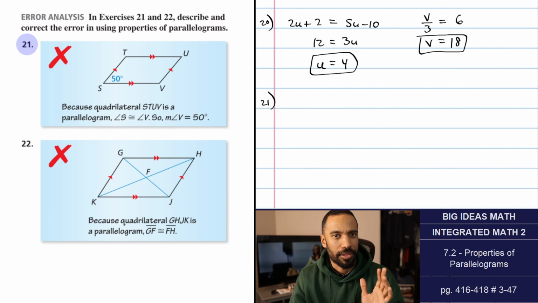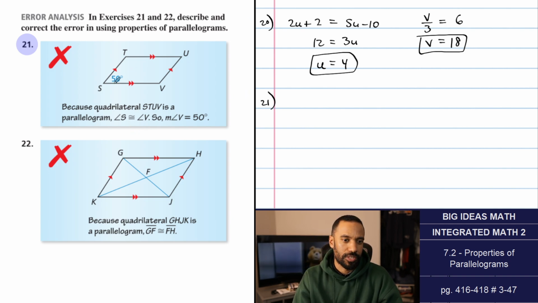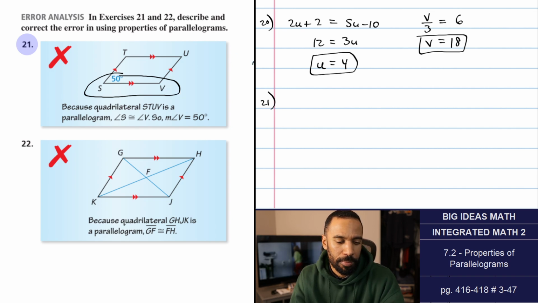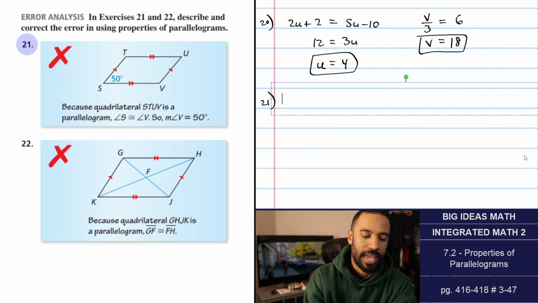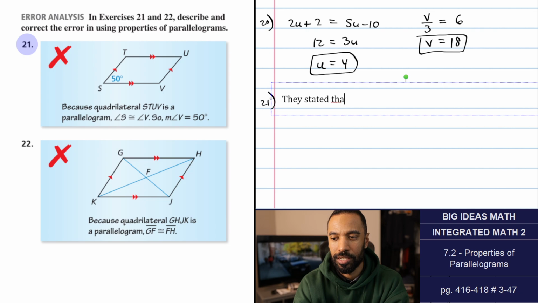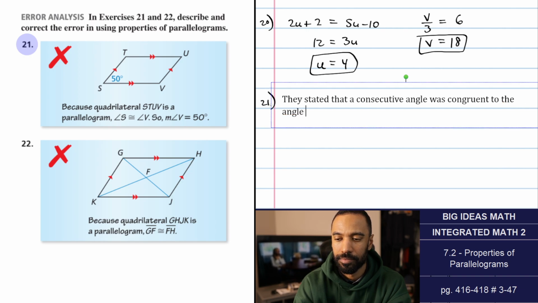Why, how dare they? Okay, they say because it's a parallelogram, angle S is congruent to angle V. Consecutive angles won't be congruent. They'll be supplementary. So V won't be 50. U would, but I think they want to ask what V is, and we can correct that. So they stated that a consecutive angle was congruent to the angle provided, when it should be supplementary to it.